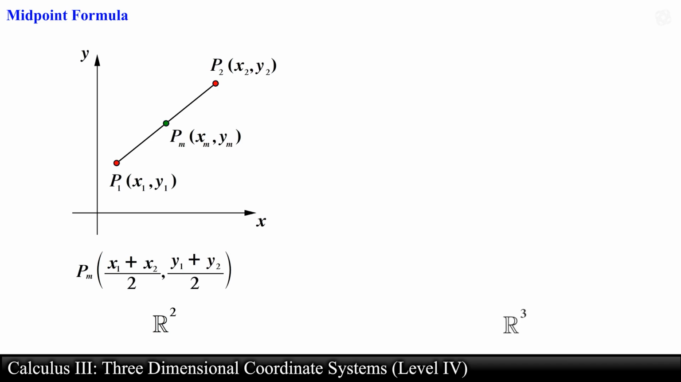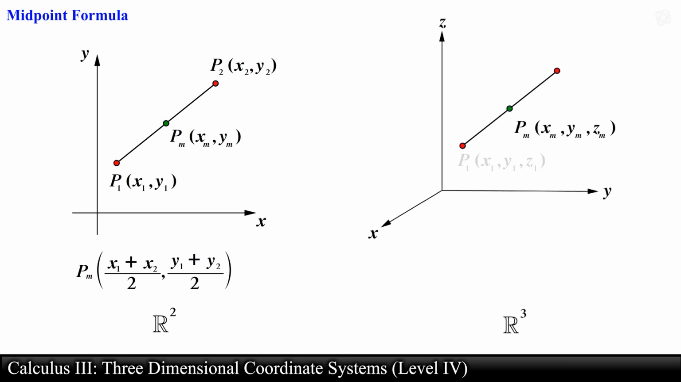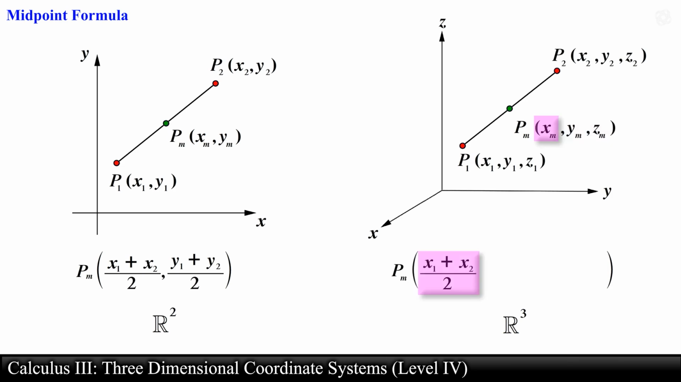In the same manner, the midpoint of a line segment P sub m in space, joined by the points P1 with coordinates x1, y1, and z1, and P2 with coordinates x2, y2, and z2, has coordinates x sub m, y sub m, and z sub m equal to x sub 1 plus x sub 2 divided by 2, y sub 1 plus y sub 2 divided by 2, and z sub 1 plus z sub 2 divided by 2, respectively.